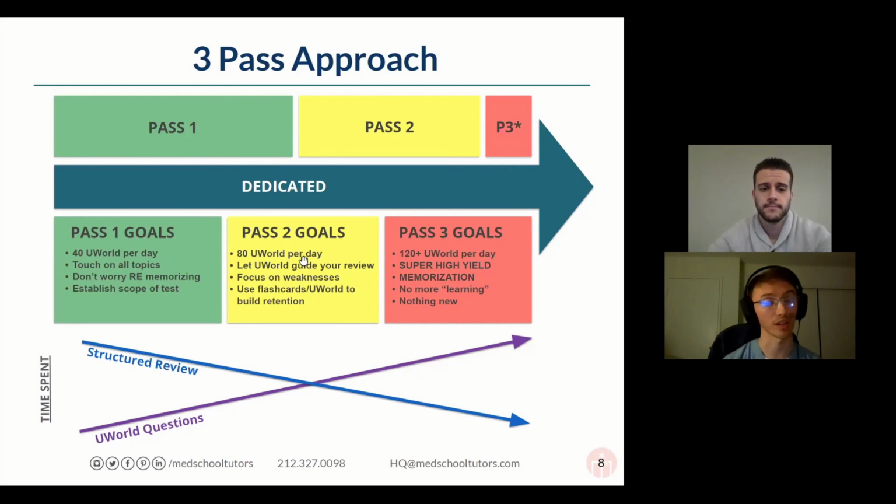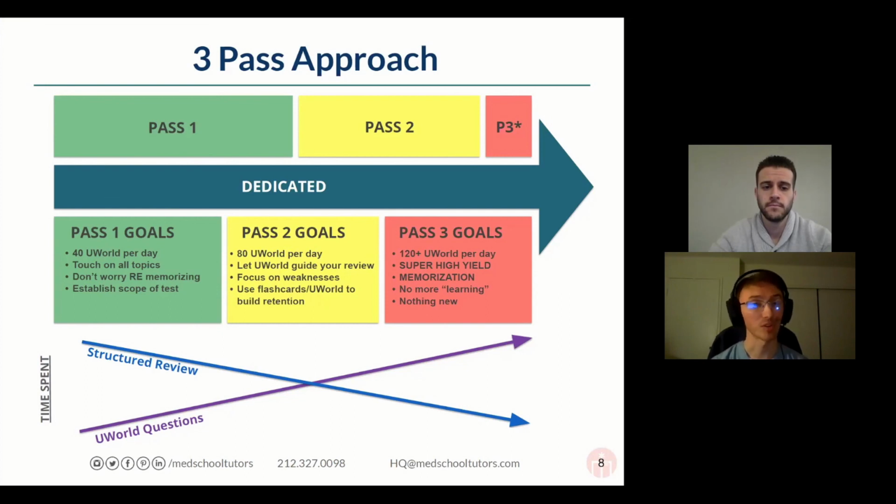So if you're doing really well on cardio, maybe you can lay off on studying cardio and focus more on something else. Like for me, neuroanatomy. I spent a lot of time in my second pass studying neuroanatomy because that was my weakness. So as you move through that second pass, you're doing more and more questions.